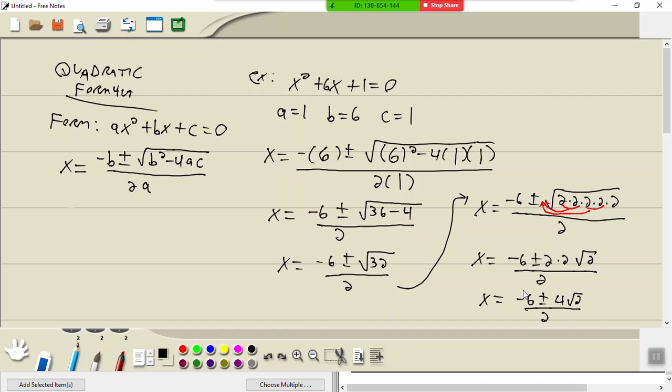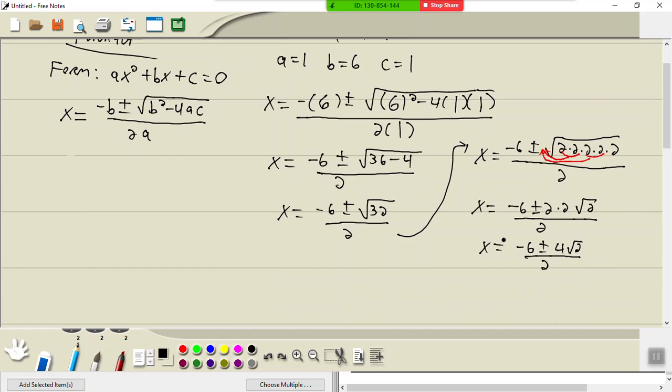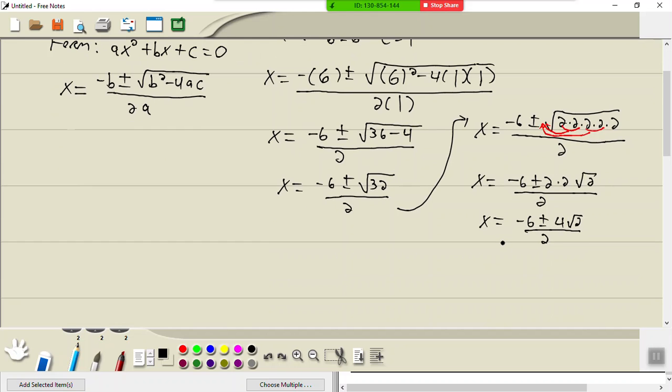Now, normally, that would be our answer. But there is one specific case where you go further, and this happens to be that case. If you can divide this number and this number by the same number, do so. And they're all divisible by 2. That gives us negative 3 plus or minus 2 square root of 2 over 1. Or x equals negative 3 plus or minus 2 square root of 2. And that's our answer.